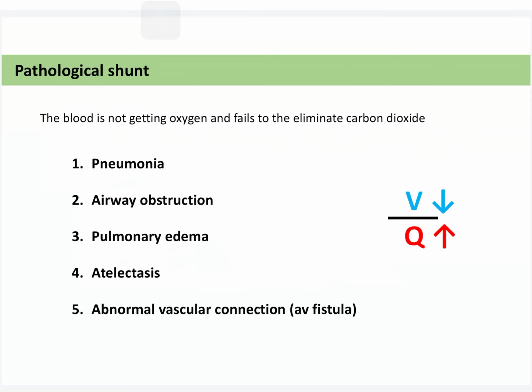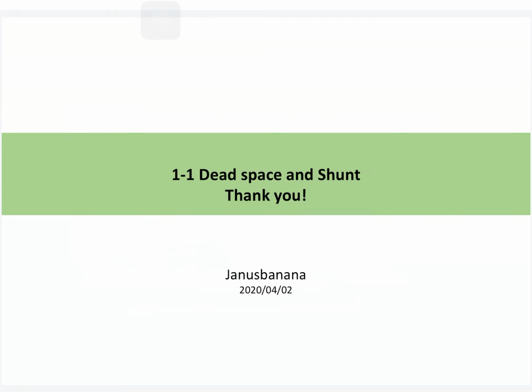Also, you may get an abnormal vascular connection, maybe an arteriovenous fistula, which means that the blood goes directly from the arteriole into the venule. Alright, so these are the very basic points of dead space and shunt.